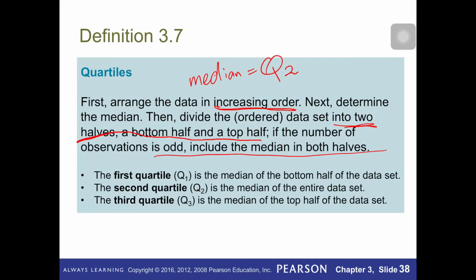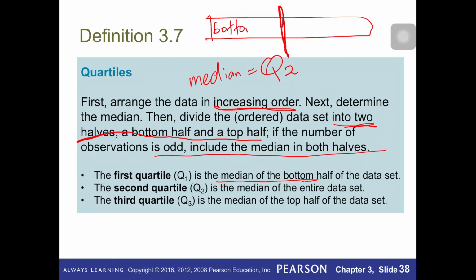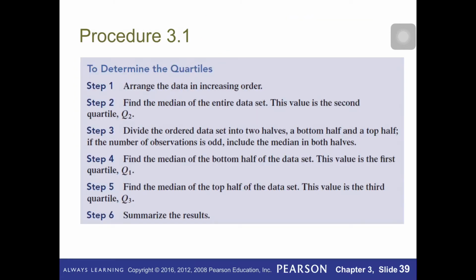The first quartile, Q1, is the median of the bottom half. Here, bottom half means if you have a data set like this, divide it into two pieces. This piece we call the bottom half, and this is the upper or top half. So, Q1 you can find as the median of the bottom half of the data set. Q2 is the median of the entire data set. And Q3 is the median of the top half. Okay, this is the procedure.